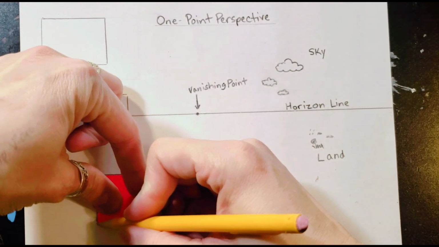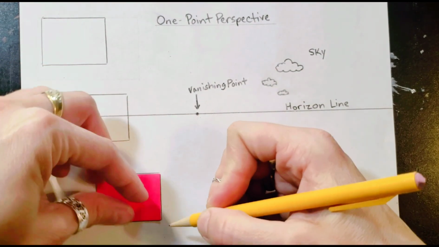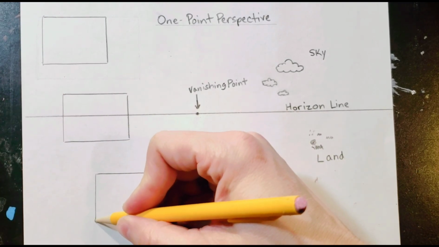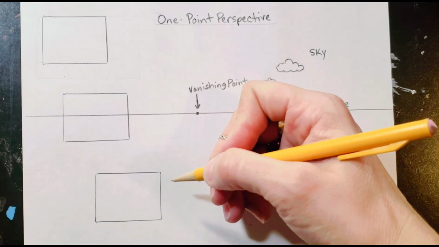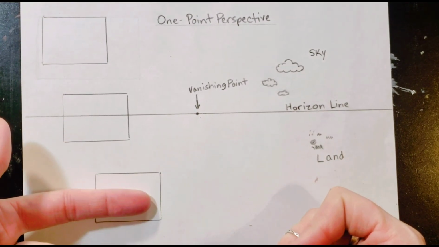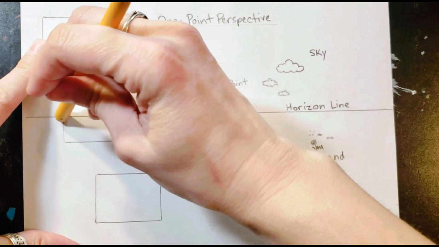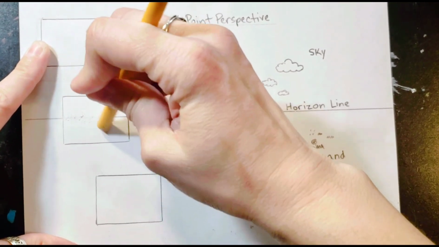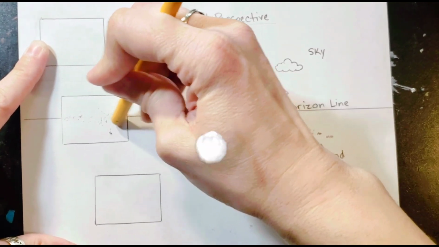Now, these are all three going to be solid objects, which means that you can't see through them unless it's made out of glass. So, in order to make sure that these are solid objects, I'm going to erase the horizon line on this middle one.